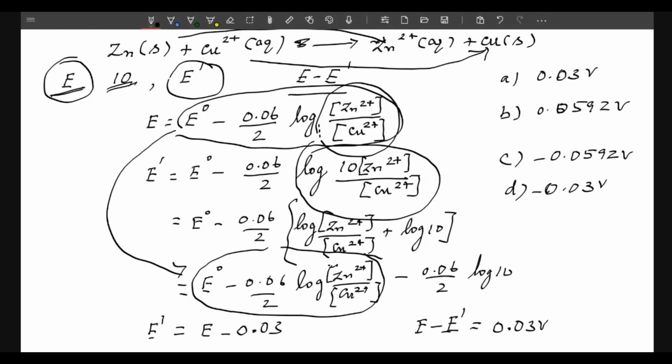0.03 volt. Therefore, which is the correct answer? The first answer is the correct one. Here, you have been given only the concentration of zinc alone. The anode compartment is changed.